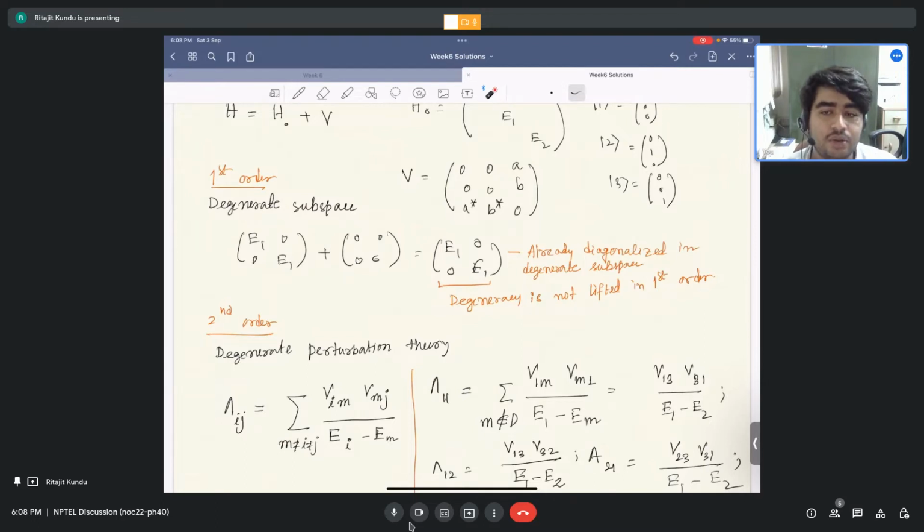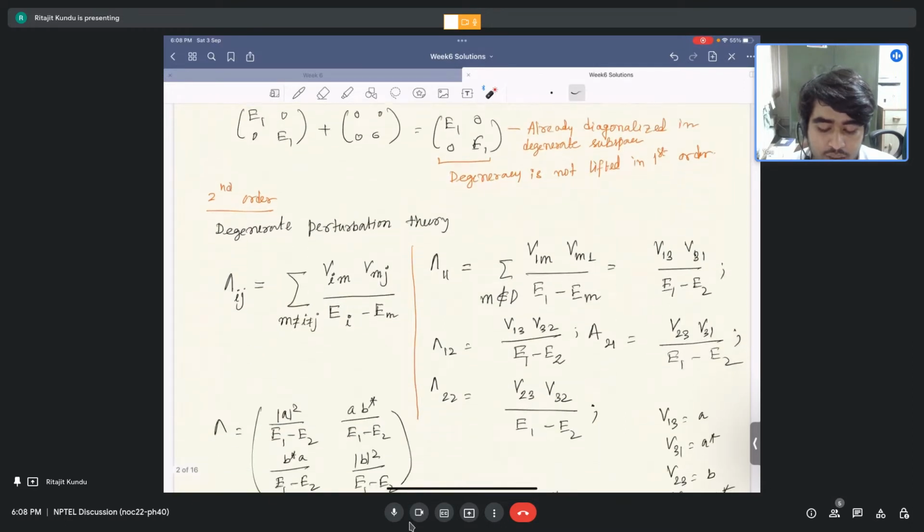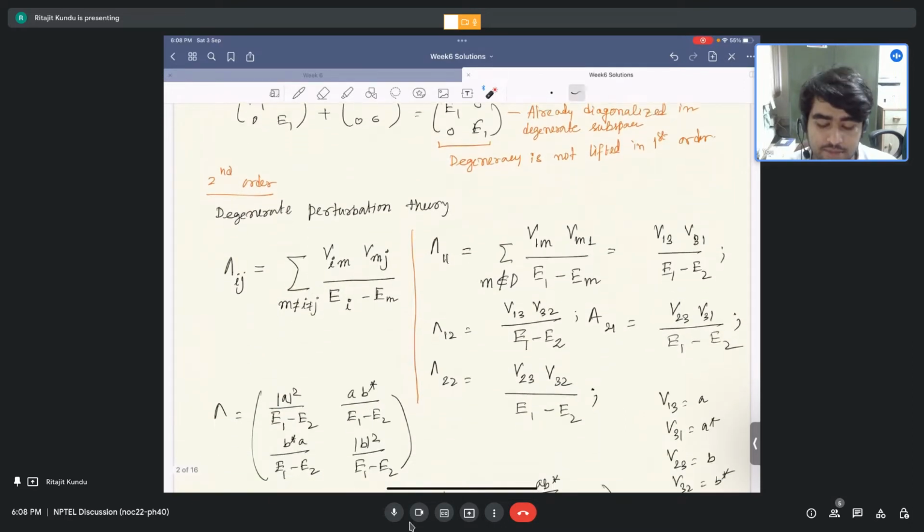So we need to look into further orders like second order, and we'll have to do this until the degeneracy is lifted. In first order we could not lift the degeneracy, so now we have to go to the second order in this perturbation theory. In second order, for this degenerate perturbation theory, what we do is we look into a matrix like this.